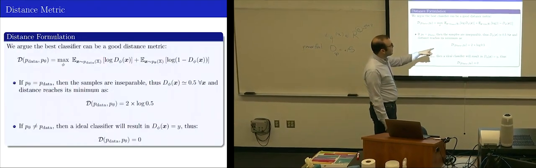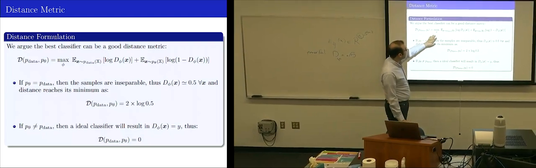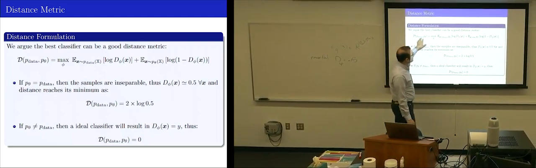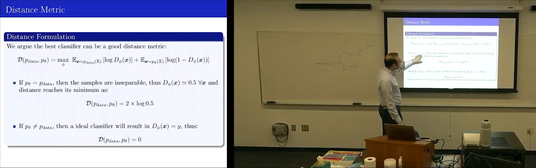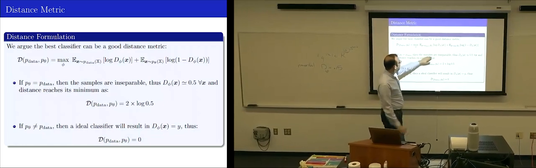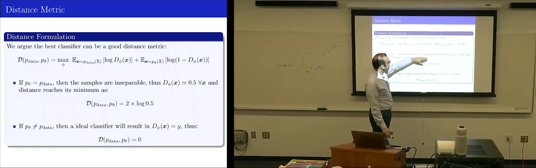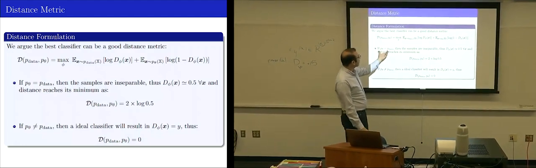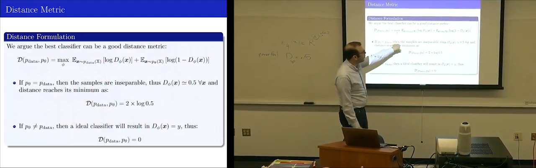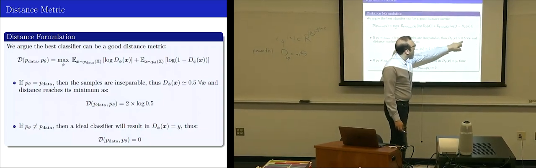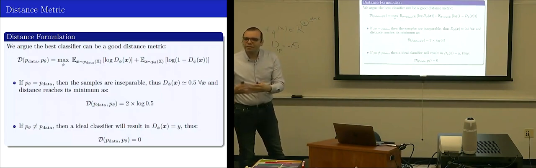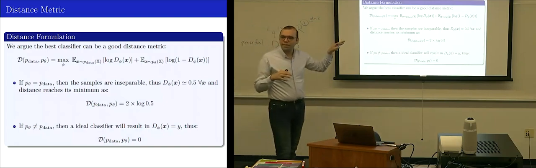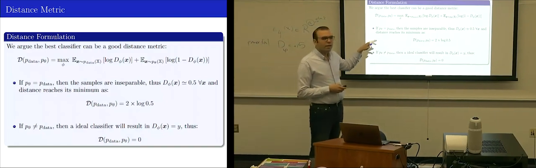Consider this minimization. This distance metric is the maximum of this value. We see that if p theta and p data are exactly matched, or the samples are inseparable, it means that they are coming from the same distributions. They are equivalent. Then the discriminator outputs 0.5. It means that it cannot understand from which distribution the data is coming from, even if it is a powerful distance metric or a powerful discriminator.